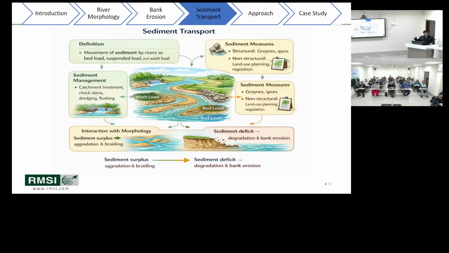Means if erosion is happening on one side, automatically deposition will be happening on the second side of the groynes. If sediment is surplus, aggradation and braiding will take place. If it is less, then erosion will automatically take place from the banks of the river.